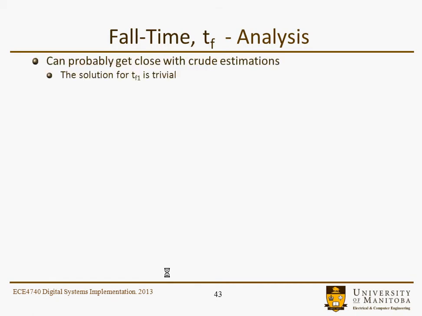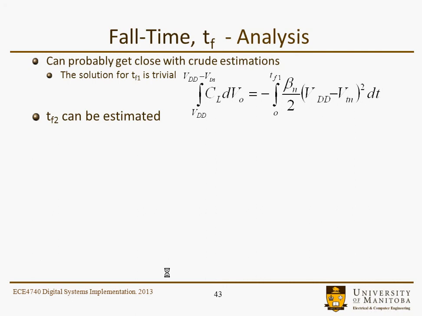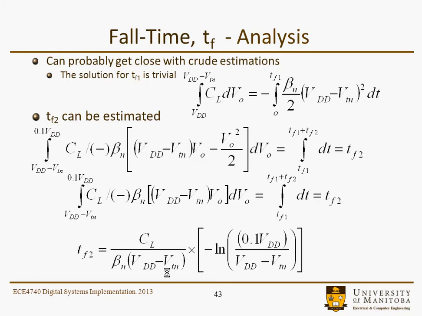So you can probably get close to an estimate with relatively crude estimations. For TF1 you don't have to use any estimation whatsoever. It's relatively simple to integrate that equation. Everyone here I'm sure can do that. TF2 is a little bit more difficult, but what I'm going to do here is write out the equation and simplify my life a little bit by throwing away the quadratic term, which made it easier to integrate. I'm left with something that at least is dimensionally correct, and probably close to something on the order of what TF2 would be, even if I took into account that quadratic term.